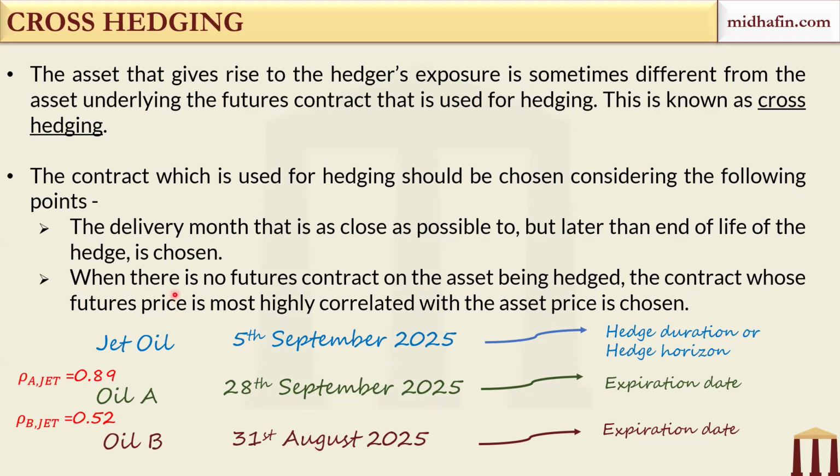Yes, Parth. I understood the point. The delivery month should be as close and maybe later. But why is it so? Because suppose the hedge is closing on 31st of August, and the farmer decides, even if I am going to harvest the crop on 5th of September, the last date which is available for me is 31st of August. What if the fluctuations happen?